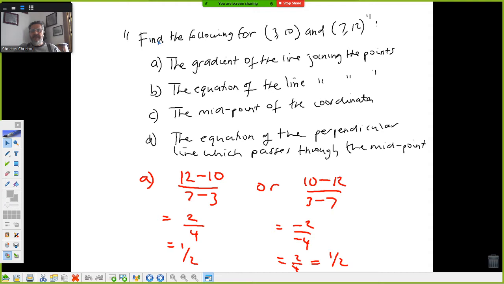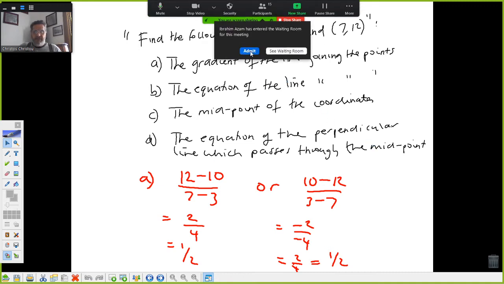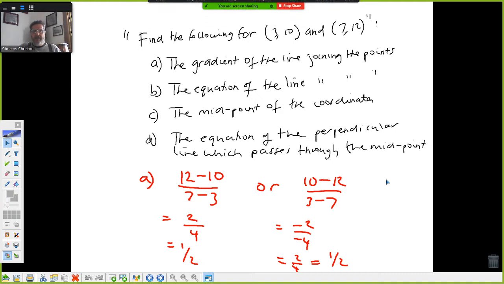So find, for the coordinates (3, 10) and (7, 12), the gradient of the line that joins them, the equation of the line that joins them, the midpoints of the coordinates, and the equation of the perpendicular line which passes through the midpoint. Right, so that's what we're going to do bit by bit by bit.